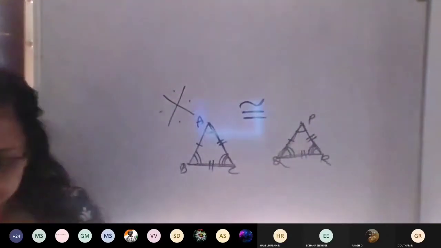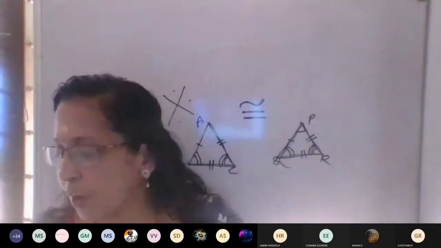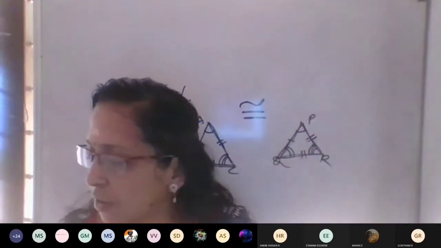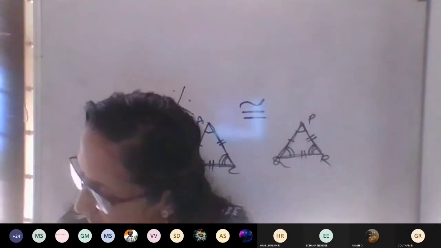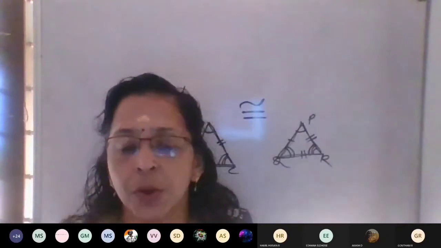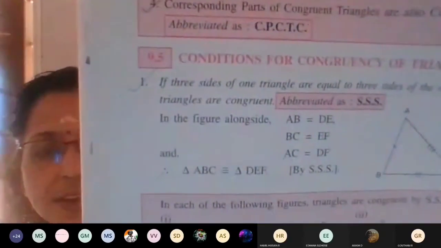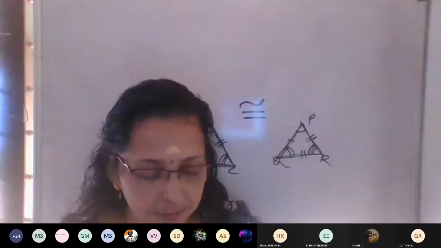Sides and angles relation. The next one is the congruency of corresponding parts of congruent triangles, which are also congruent. That means when we are doing the problems, at that time we need the CPCTC. In 7th standard we discussed all these things: corresponding parts of congruent triangles are congruent.